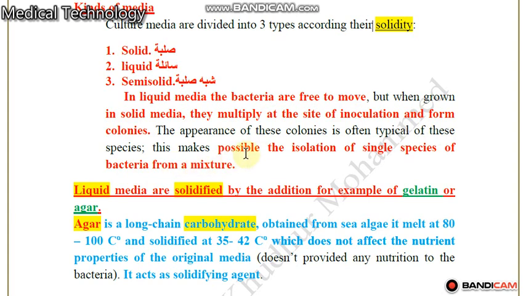So it is possible to isolate a single bacterial colony on the surface of solid media. Why? Because the growth is present only on the surface of solid media. Okay, why is this solid? Why is this liquid? Why is this semi-solid? This media becomes solid because it contains agar in a percentage from 1.5 to 2%.